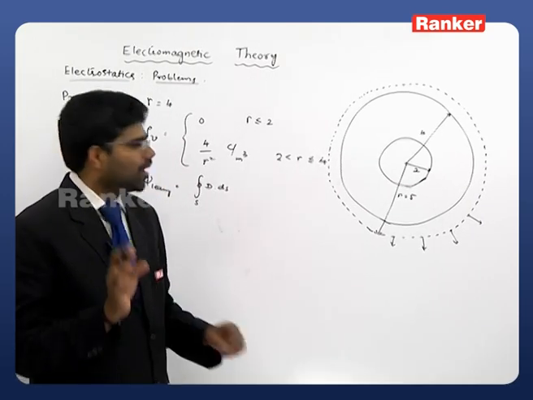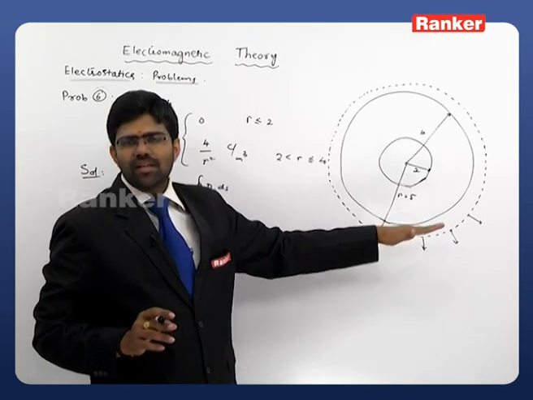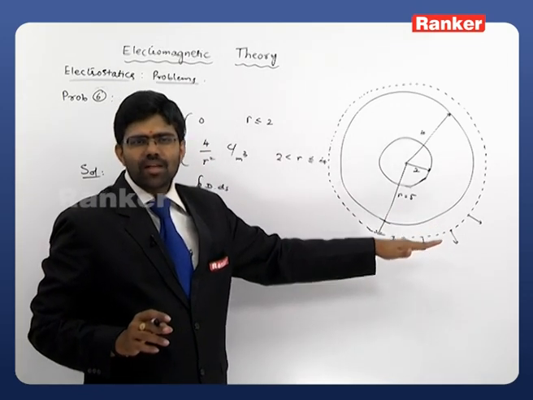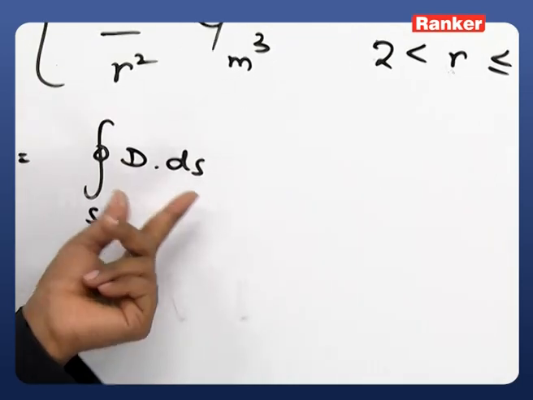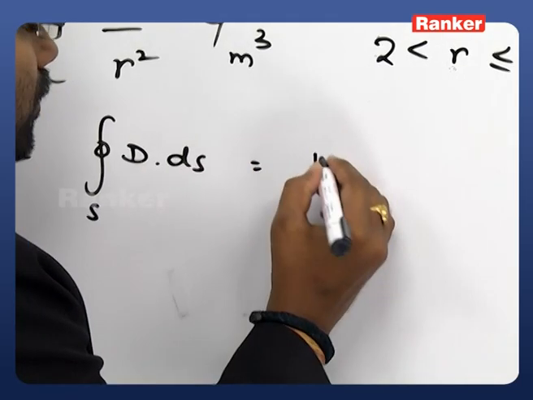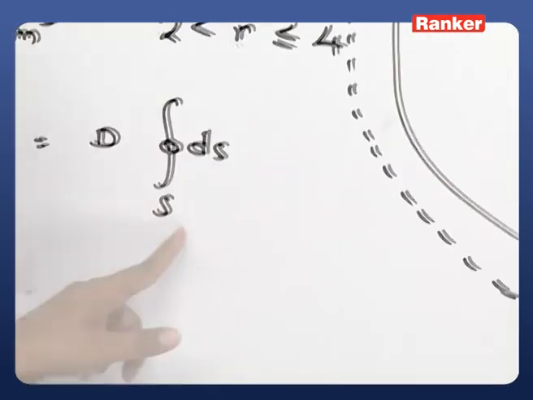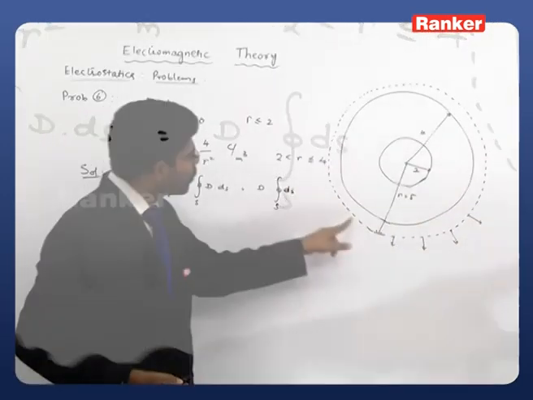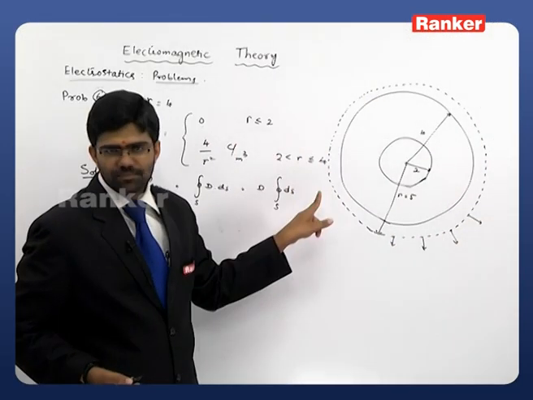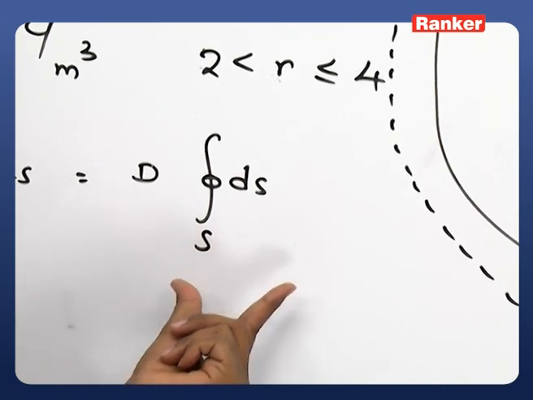And the analysis is the same. D and dS are both in the same direction, that is the radial direction. Since both are in the same direction, the dot product gives a scalar term. If you bring D out, what we get is D times the surface integral of dS. This surface integral of dS gives the total surface area of the Gaussian sphere, so the integral of dS can be replaced with the surface area equation.